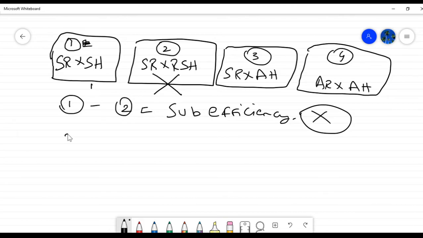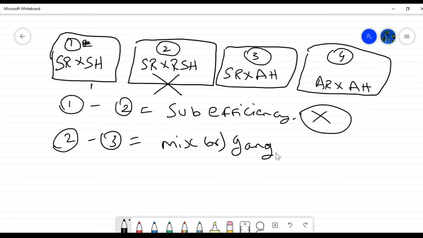Then what about 2 minus 3? Mix or gang. Applicable or not applicable? Not applicable for this problem, because mix is not available, because there is no segment of labors, only hours. Simply hours is given in the question. So this is also not applicable. Then what? 1 minus 3.